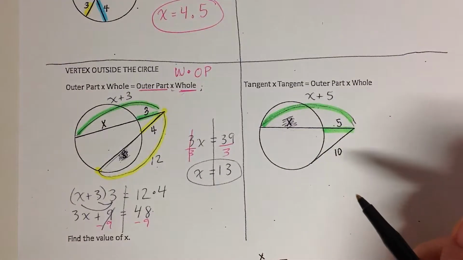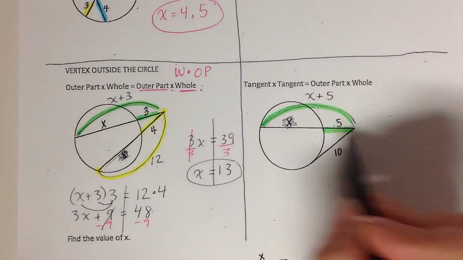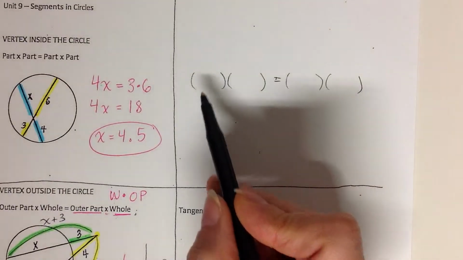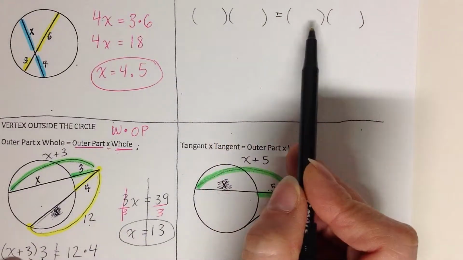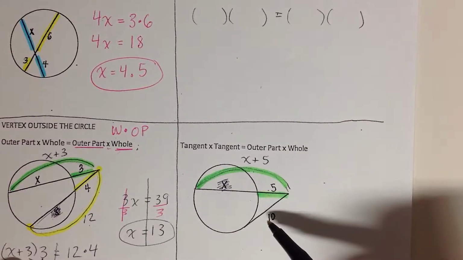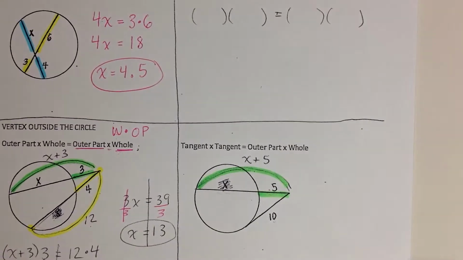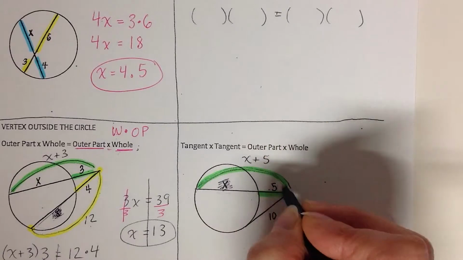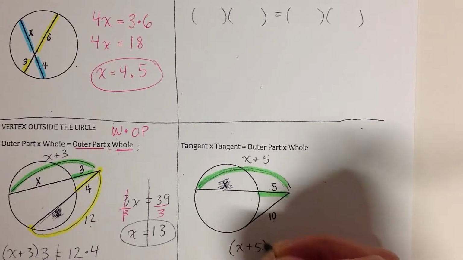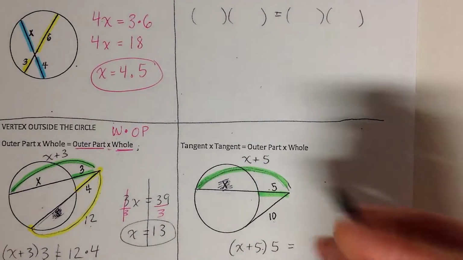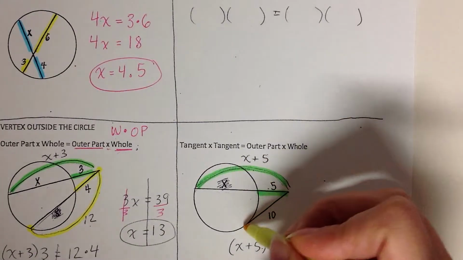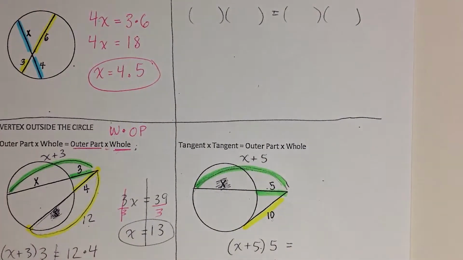Now this one's all by itself, so this is a tangent line intersecting a secant. When I look up here, I've got to be multiplying two things. I have my whole times outer part on the one side, so what do I do with that tangent? It's all by itself, so you multiply it by itself, 10 times 10, or 10 squared. So whole, x plus 5, I need parentheses, times the outer part equals, and for this one, if it's the only number I have, we just square it, 10 times 10, or 10 squared.